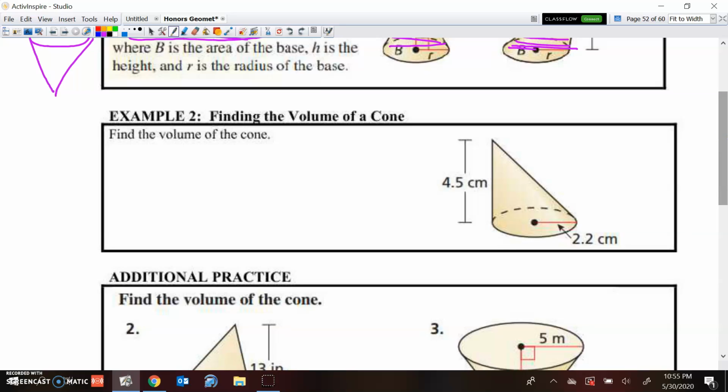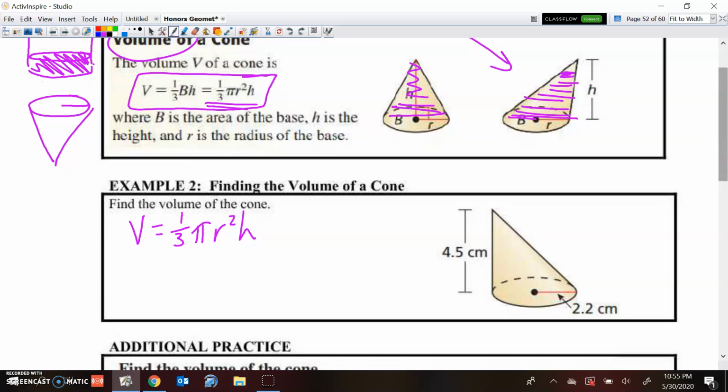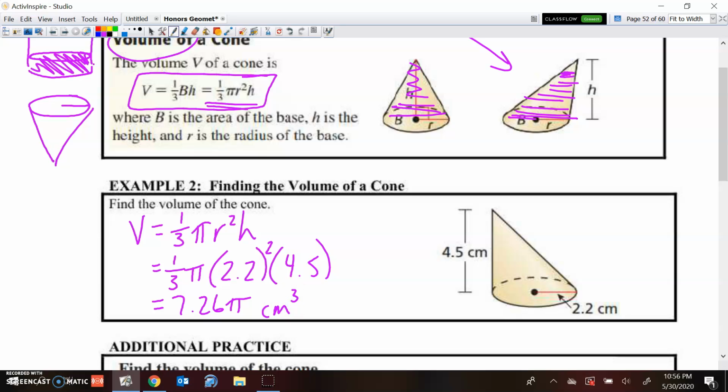All right, so anyways, find the volume of a cone. I'm going to use 1/3 pi r squared h, because that's what I have to do anyways to fill out the area of the base. So 1/3 times pi, my radius is 2.2, squared, and my height is 4.5. I'm just going to multiply first 2.2 squared times 4.5, and then divide that by 3, or multiply by 1/3. And this is going to give me 7.26 pi. So that's one answer that I can leave it as, making sure to label. Now we're talking volume here, so I have to label it centimeters cubed.